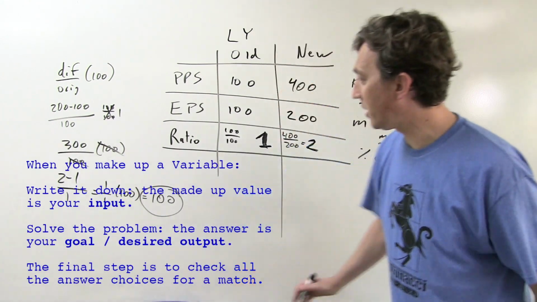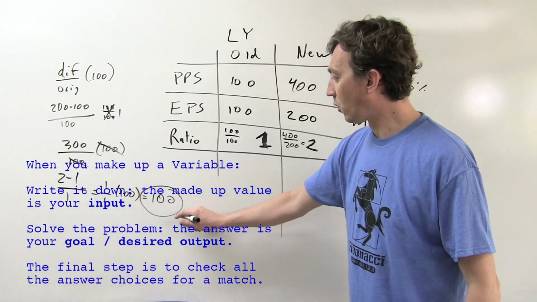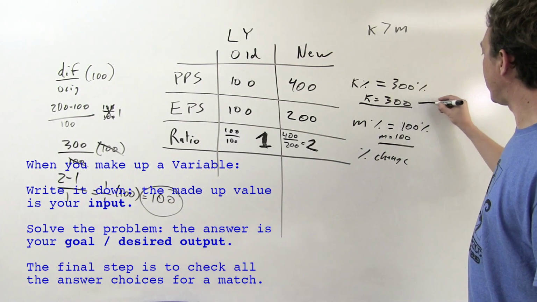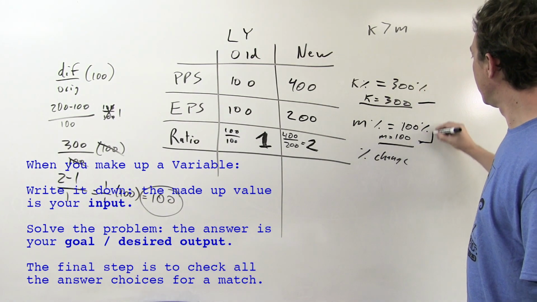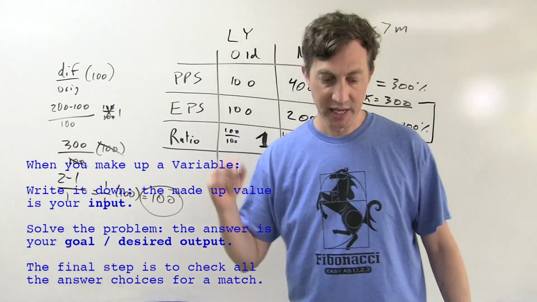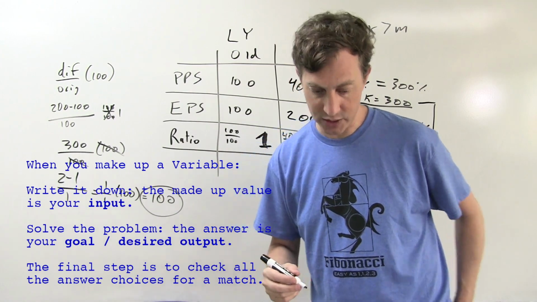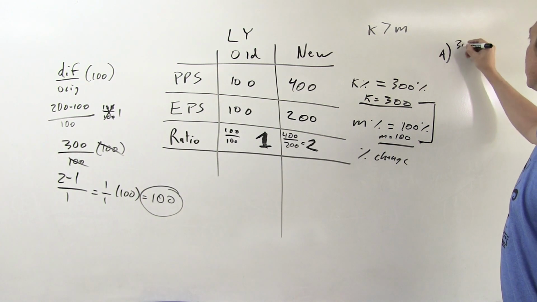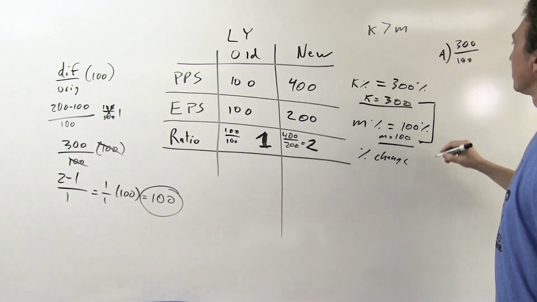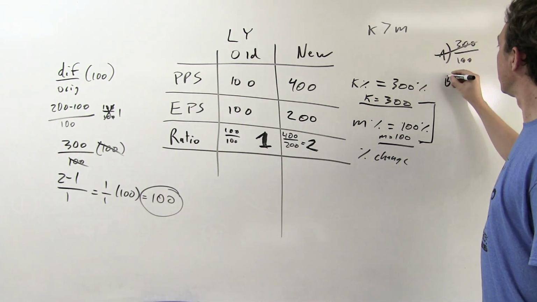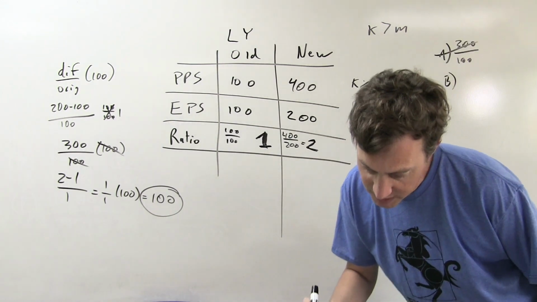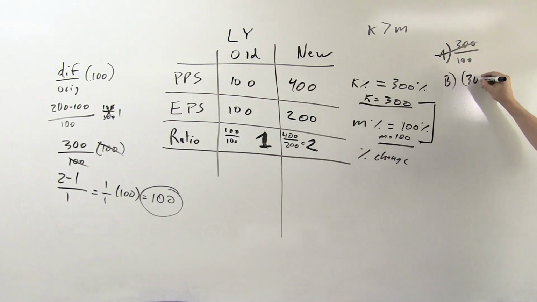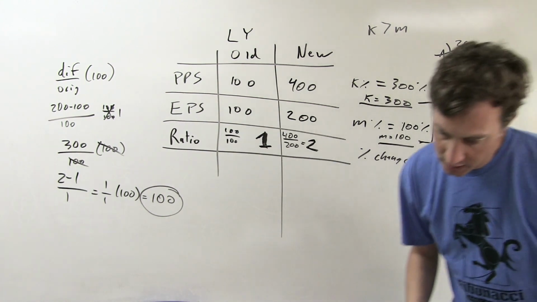That's setting up this problem such that we have a goal that we're seeking, and we have values to input to find it. Now our final step is simply checking all the answer choices for a match. Choice A says K over M, in this case 300 over 100. That's not going to be 100, forget about it. Check out choice B. B says K minus M. Once again, I don't need a lot of thought to know that this is not going to be 100. So let's not worry about what it is.